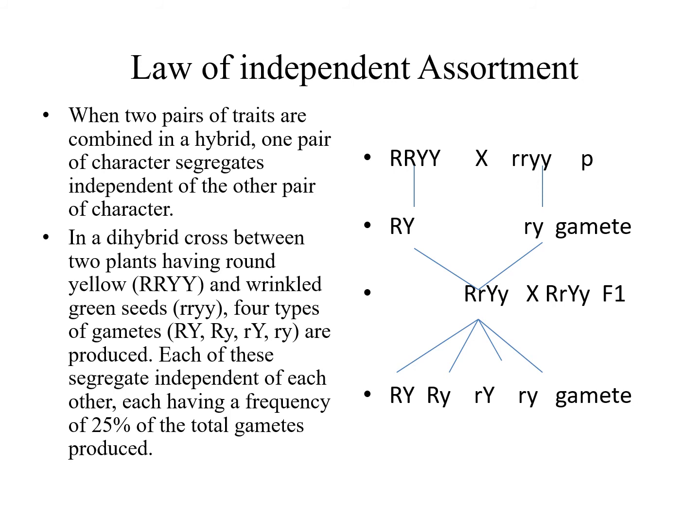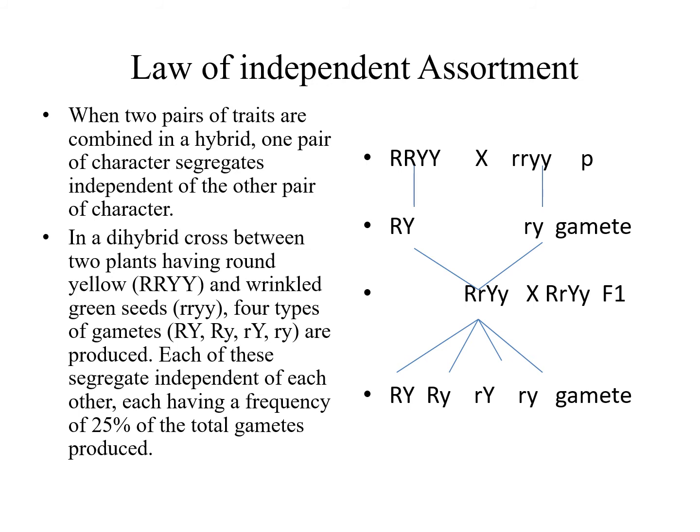So what is the possibility? Only one type of gamete is possible from each parent: capital R capital Y, and small r small y. They fuse, and we get in the F1 progeny capital R, small r, capital Y, small y. What is the nature? Of course we can say the parent is dominant, round yellow, but it is heterozygous. When it undergoes self-pollination, each parent can produce 4 possible types of gametes. Because of that, we get 16 individuals. Each of these segregates independently of the others, each having a frequency of 25% of the total gametes produced.